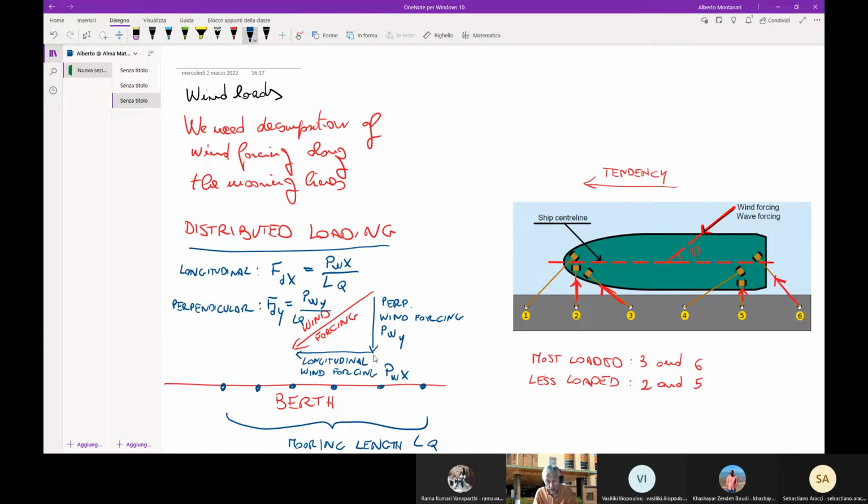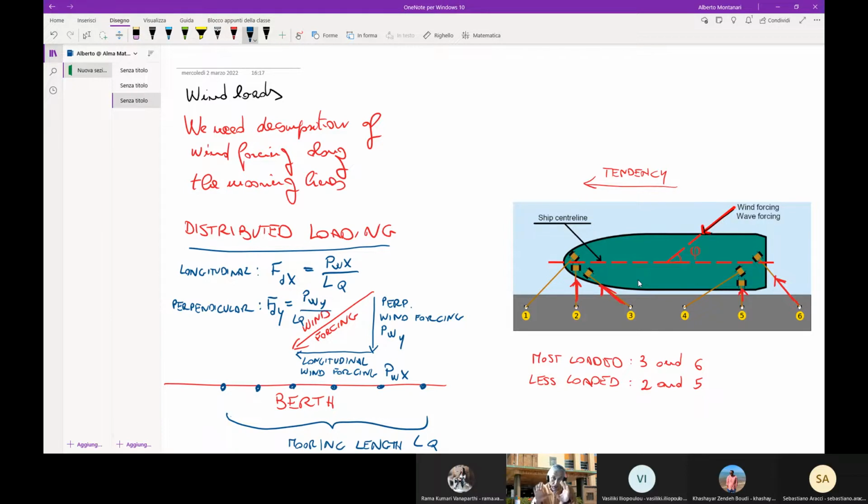And then you may say, yes, but in the sketch on the right, you have shown that we may have some traction. Yes, we may have some traction because the longitudinal wind forcing may also originate some component of traction. And actually, I really don't know if the result is traction in the mooring lines 2, 3, 5, and 6. It may be that in some of them there is traction, in some of them there is not.